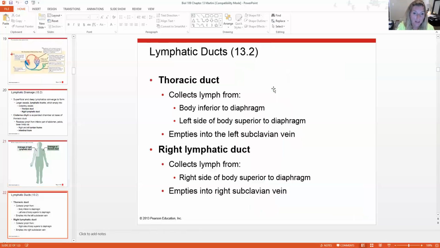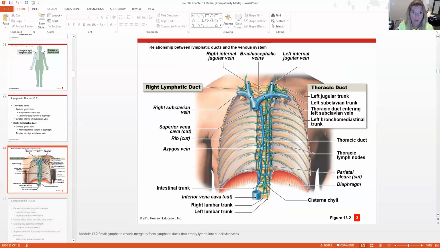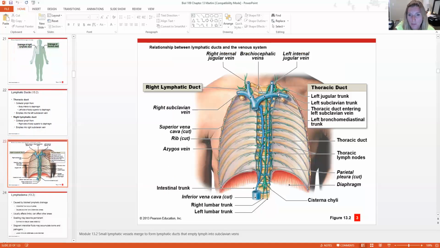Same thing with the right lymphatic duct. The right lymphatic duct is just collecting from the right side of the body, superior to the diaphragm, and empties into the right subclavian vein. There you see them. They're very narrow and just dump in right there. And then the subclavian turns into the brachiocephalic and then the superior vena cava.